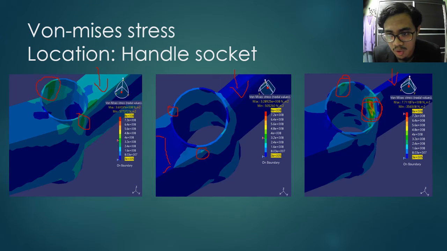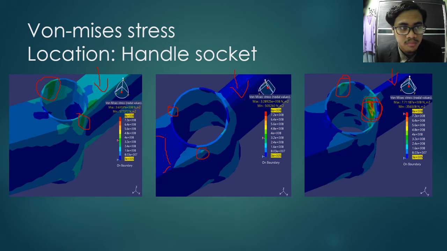This model will fail because it will break, but the other two models will not break because they are still under the limit of 400 megapascal, which is the maximum allowable stress for the steel.